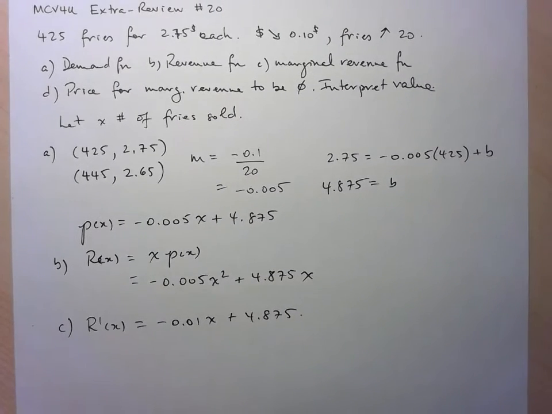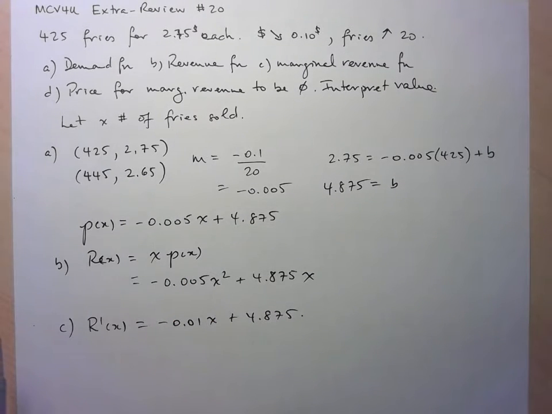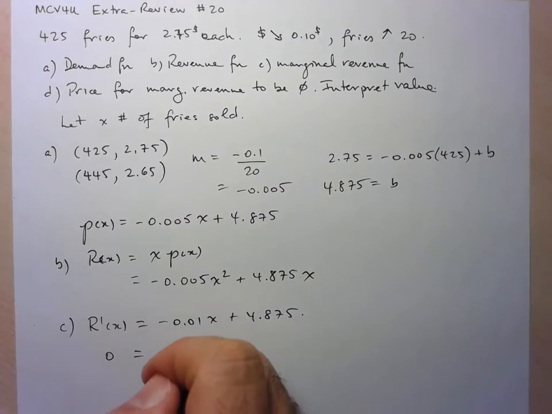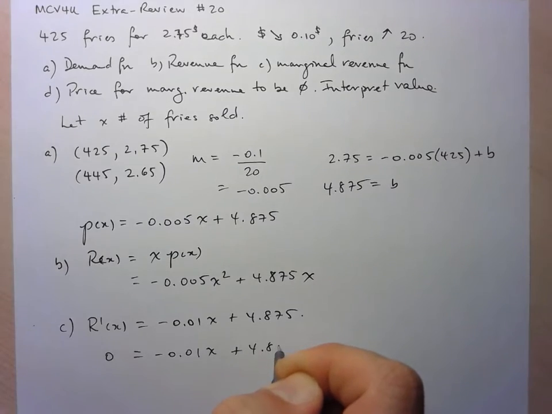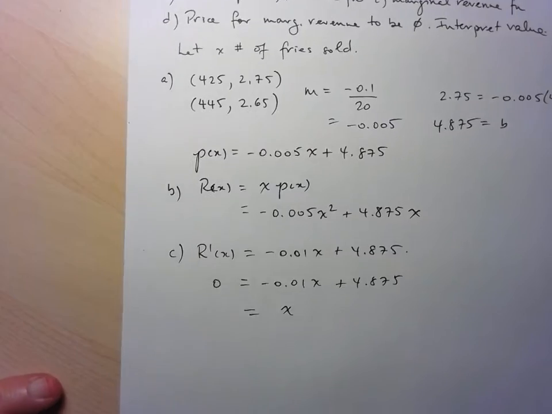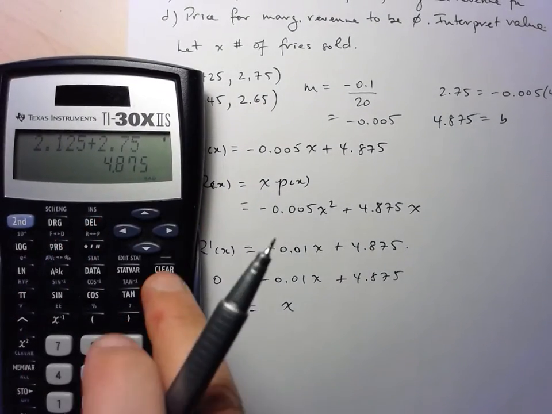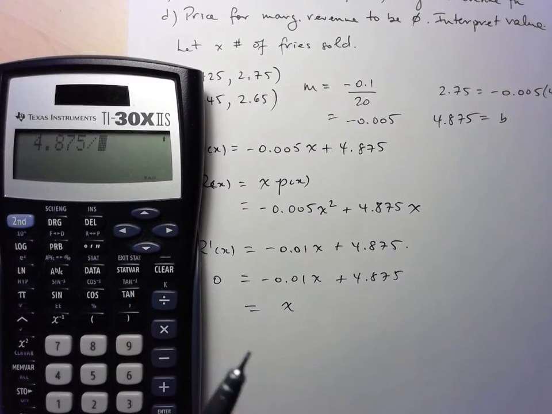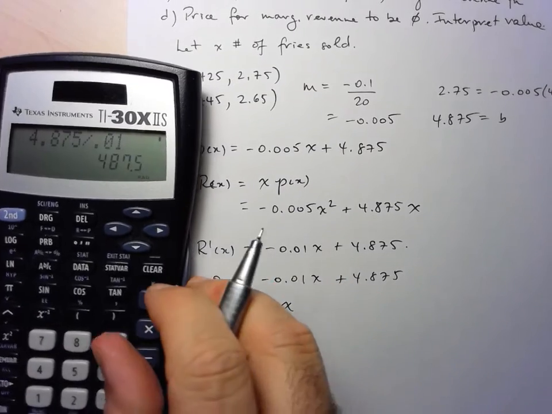Okay, and lastly, they want us to find the price for which the marginal revenue is going to be equal to 0. Okay, so let's set the marginal revenue to 0. So negative 0.01x plus 4.875. So solve for x. Okay, negative to the other side will become a positive, so essentially it's just going to be 4.875 divided by 0.01. Okay, and we have 487.5.